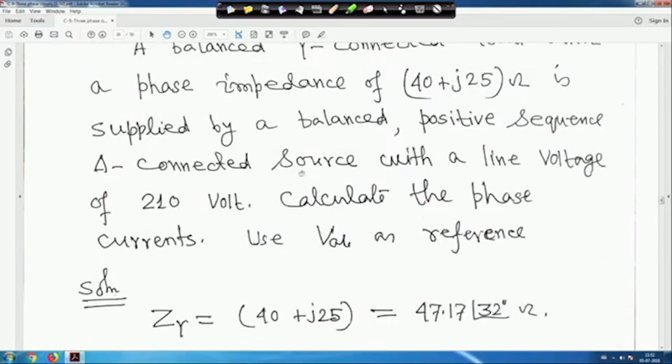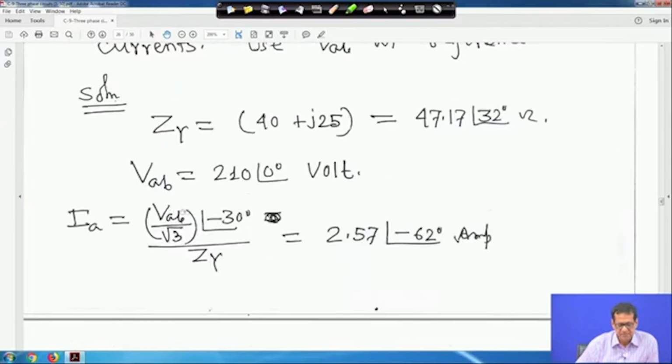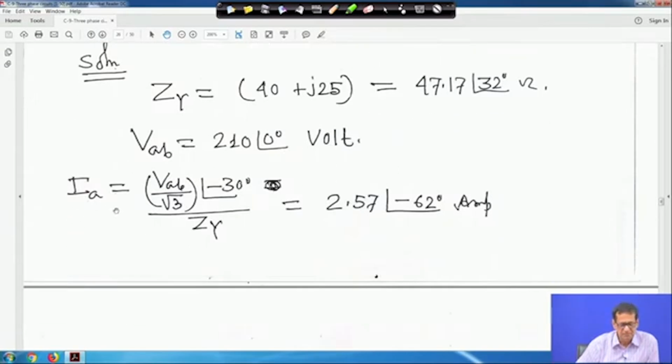Line voltage means line to line voltage. Whenever you say line voltage, it is line to line voltage. Whenever you say phase voltage, it is phase to neutral. So VAB is equal to 210 angle 0 degree. This is the reference we have to take. We know, as we have derived, Ia is equal to VAB upon root 3 angle minus 30 degree by ZY. Just now we have derived this formula.